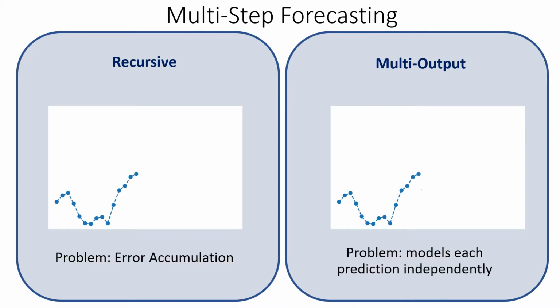Both approaches have issues. A recursive approach is susceptible to error accumulation. Any errors made, as shown, are propagated to the next step, which can lead to inaccurate long-term forecasts. While a multi-output approach avoids error accumulation, it can fail to capture dependencies in the output window.